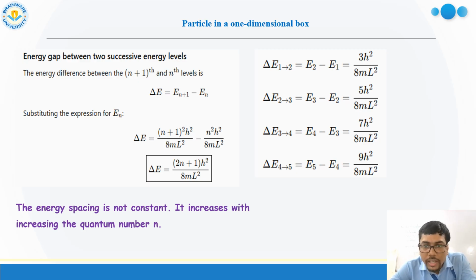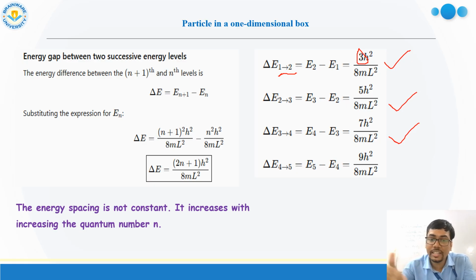You can observe from here also the energy gap between the ground state and first excited state, that is 3h square by 8mL square. The energy gap between first excited state and second excited state is 5h square by 8mL square. And similarly for the next, that is 7h square by 8mL square. So these values are not the same. There is 3, there is 5, there is 7. So spacing between two successive energy levels is not constant here. With increasing n value, according to the formula, the energy gap actually increases.